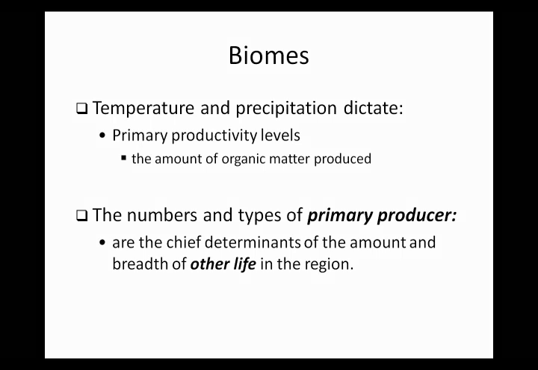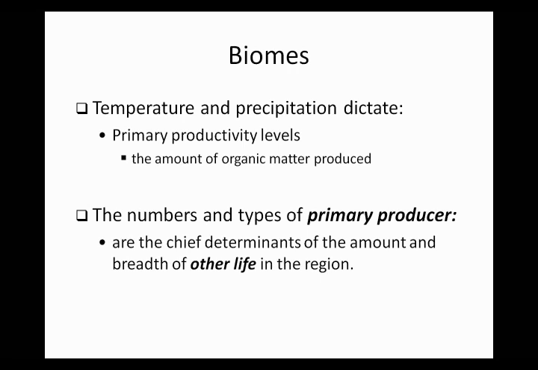But then if we look at something like the Arctic tundra, the temperature is very cold and it's not raining or snowing often, it just remains frozen. So you're not going to see the productivity level. The numbers and types of primary producers, if you remember back to when we talked about what is a primary producer, this was part of your lab on food chains and food webs.